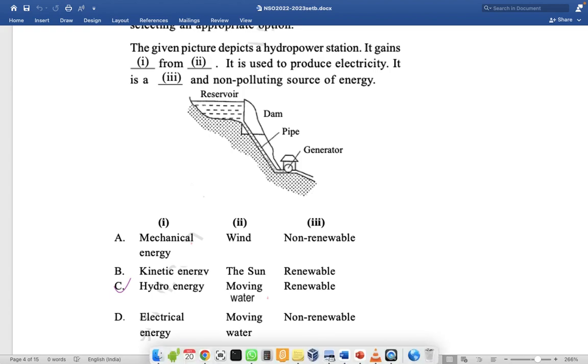Hydropower station gains energy, kinetic and potential energy from the moving water. This energy is used to produce electricity or electrical energy, which is a renewable source of energy.